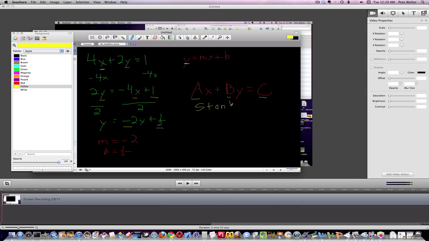Y equals mx plus b is the slope-intercept form, and this one, ax plus by equals c, is the standard form. But we know, from what we just did, that if we have something in standard form, we can always make it into something that's in slope-intercept form. And that's what we're going to do one more of in the next video.